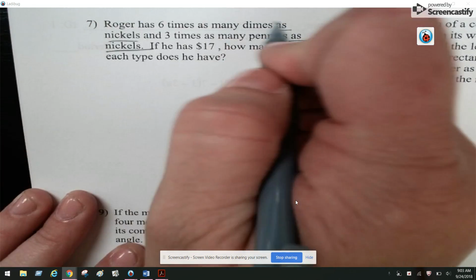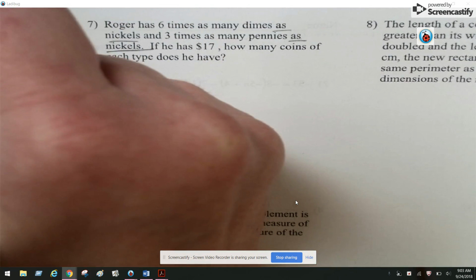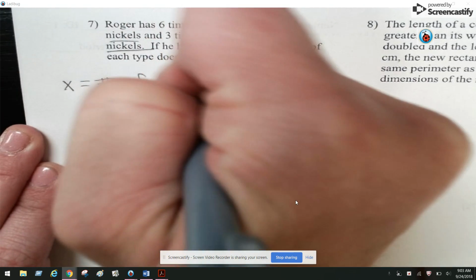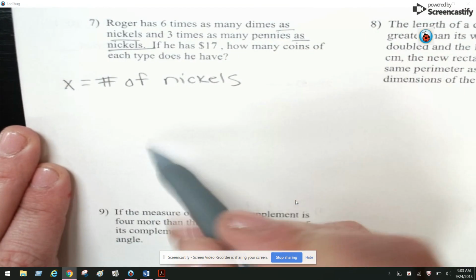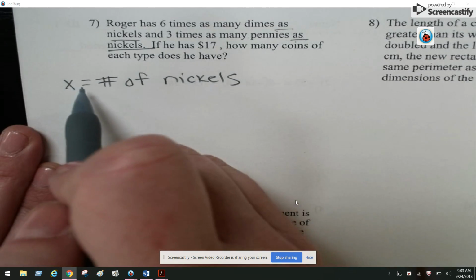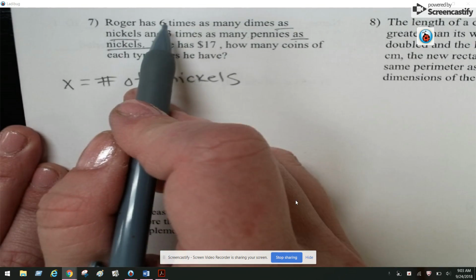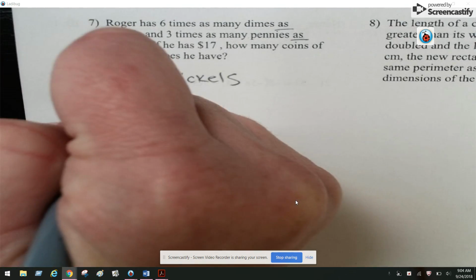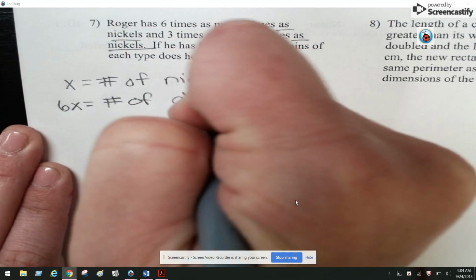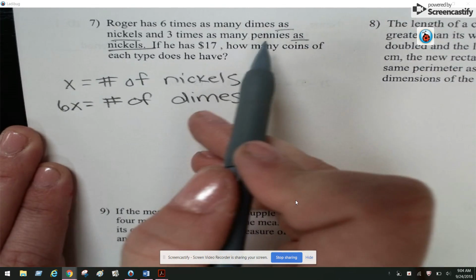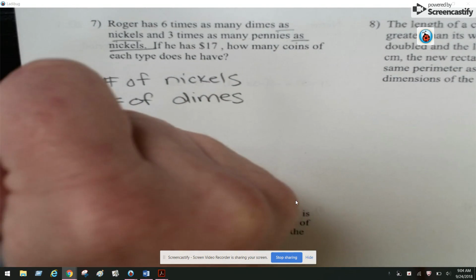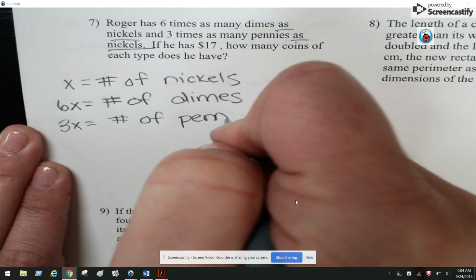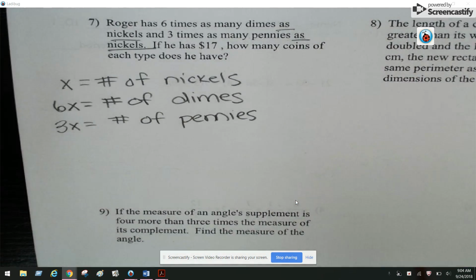So since they're comparing everything to the nickels, I'm going to say that X is going to equal the number of nickels. I always want to be specific and say number of and not just nickels. Okay, so if X equals the number of nickels and there's 6 times as many dimes as nickels, then that means 6X equals the number of dimes. And then finally, 3 times as many pennies, so 3X will equal the number of pennies. So now that we have all of our variables defined, that's the most important part we have to start with.